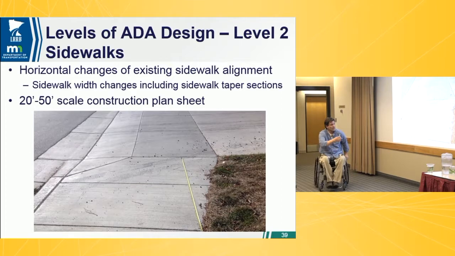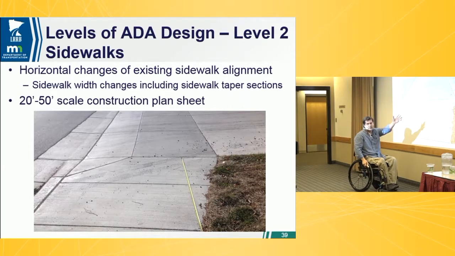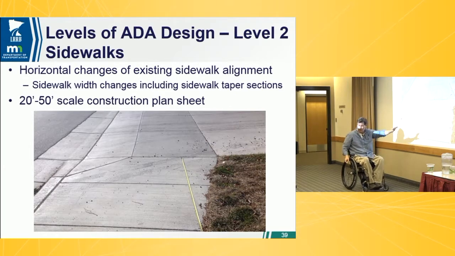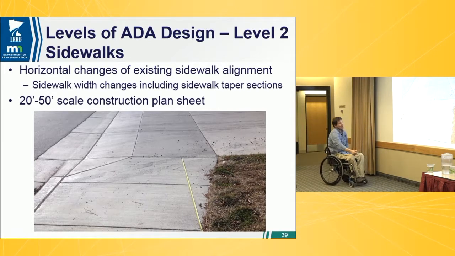Level 2, you start wanting to show a plan sheet for this because, again, we're starting to say the location matters. We're doing an offset taper here. You want to show that in the plan. It's a lot more helpful for the field folk. And usually that on a 20 to 50 scale plan sheet.